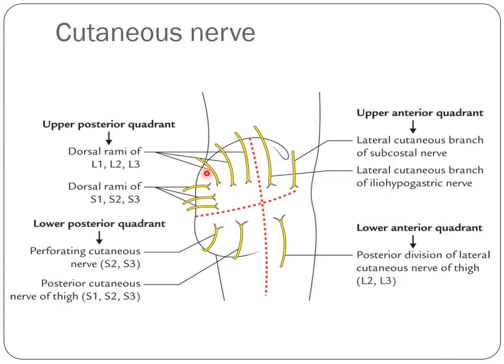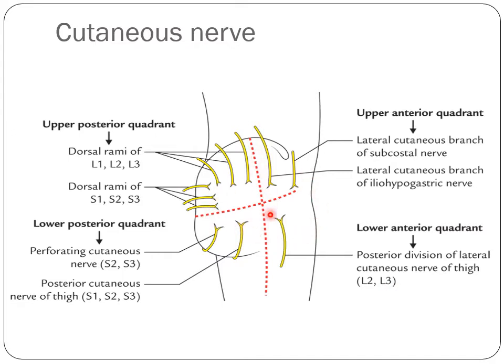This is the upper posterior quadrant. The upper posterior quadrant is innervated by the dorsal rami of L1, L2 and L3, and the dorsal rami of S1 and S2. The lower posterior quadrant is innervated by the perforating cutaneous nerve S2 and S3, and the posterior cutaneous nerve of the thigh S1, S2 and S3. This is the lower posterior quadrant. And the lower anterior quadrant is innervated by the posterior division of the lateral cutaneous nerve of the thigh, L2 and L3. So this is the cutaneous innervation.